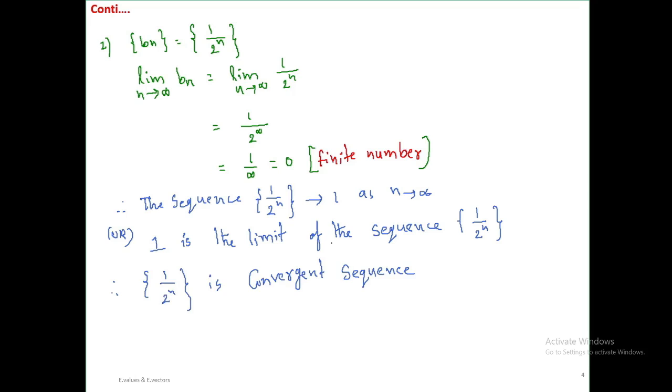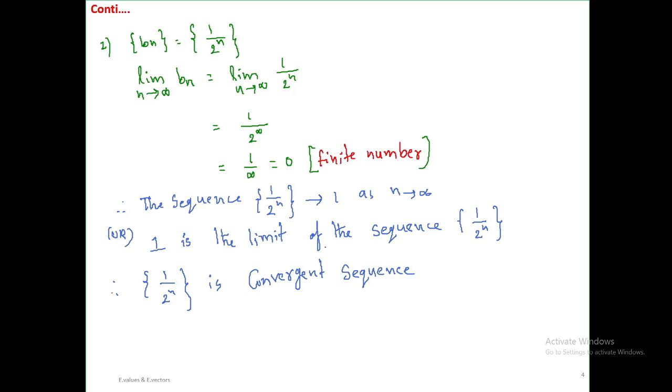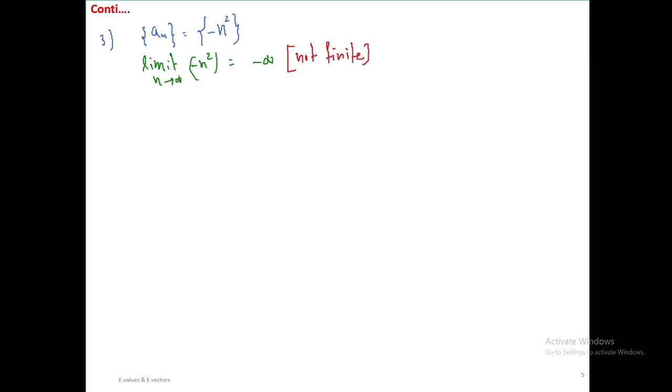Similarly, the third problem is minus n raised to, minus n squared. So roughly I will do it here now. Third one, sequence an is minus n squared. Now let us apply the limit. Directly, limit n tends to infinity minus n square. So I am doing it directly. So it is minus infinity. So therefore this is not finite. It should be finite, but it is not finite. So therefore the conclusion is that the limit does not exist.